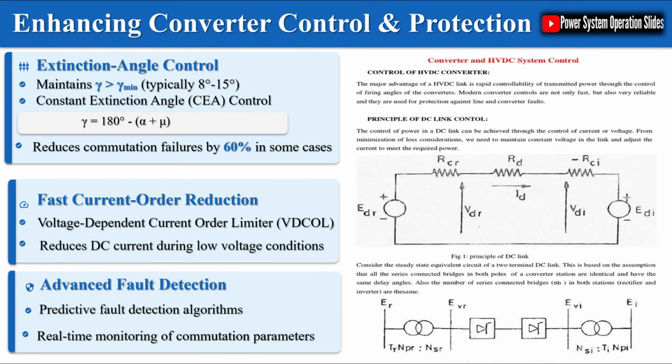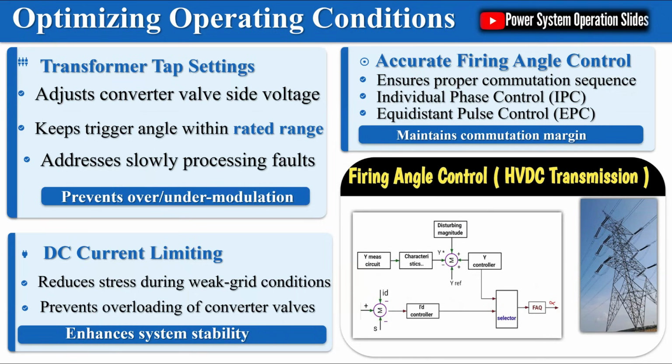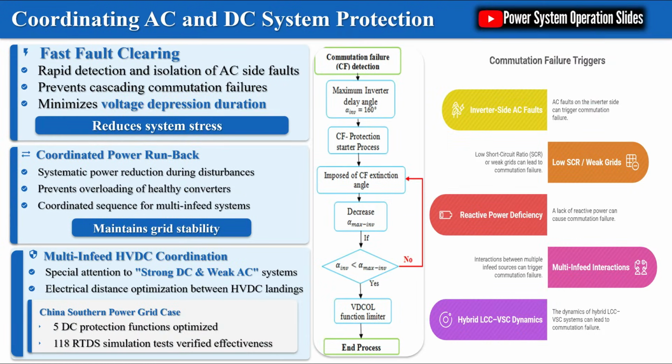Strengthening the AC system constitutes the first line of defense against commutation failure. By improving short-circuit capacity through the installation of synchronous condensers, static VAR compensators, SVCs, or static synchronous compensators, STATCOMs, utilities can maintain adequate commutating voltage during fault conditions. Synchronous condensers provide inherent system inertia and short-circuit strength, while SVCs and STATCOMs offer dynamic reactive power support.